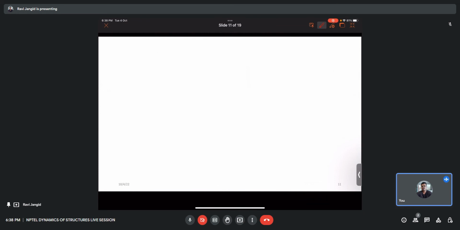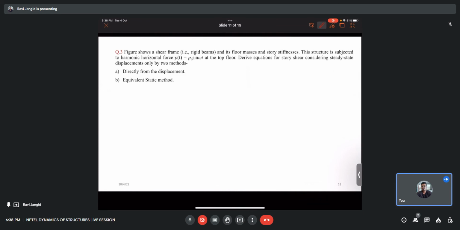In the other question, we are using the same figure, which shows the shear frame and the floor mass structure. The structure is subjected to the horizontal force p naught sin omega t, whatever we discussed earlier. Derive the equation for the stories, considering the steady state displacement only, by two methods. We can find the shear by two methods: directly from the displacement, or the equivalent static.